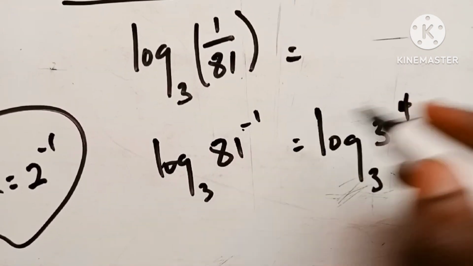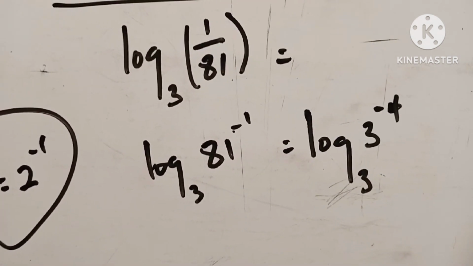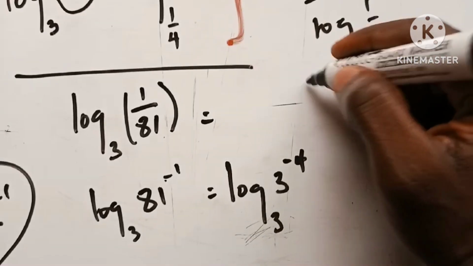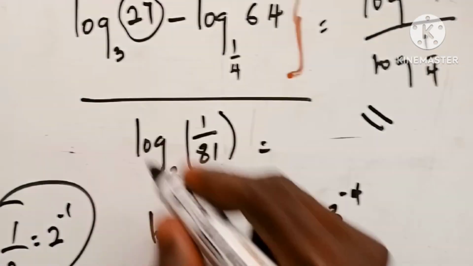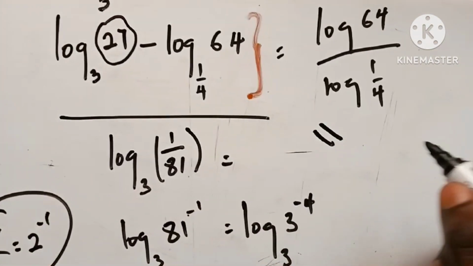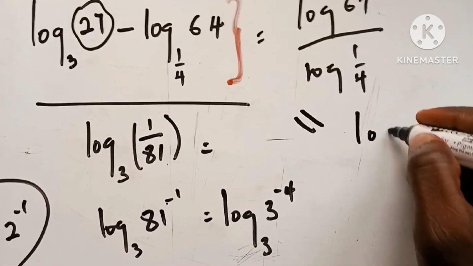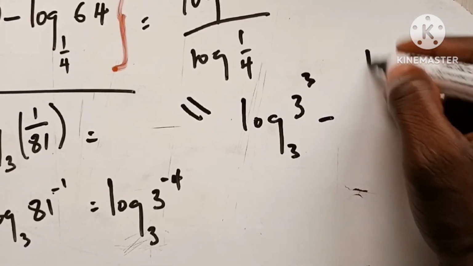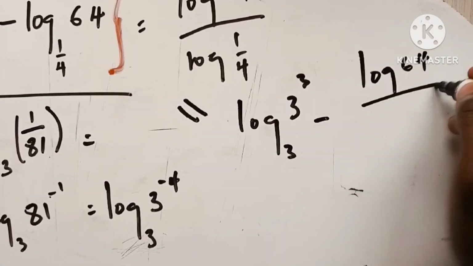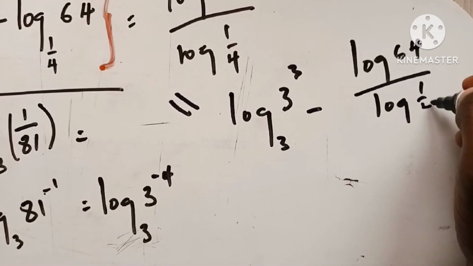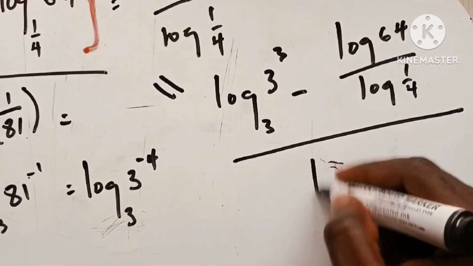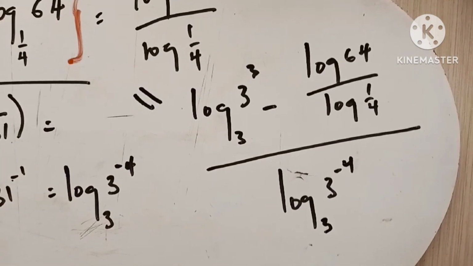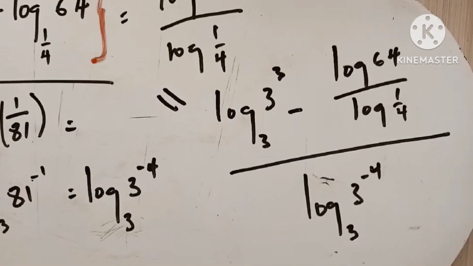Is that okay? Remember there's a negative here, so we just need to add a negative to that so that we are free to go. Now this is all that we are going to do. So all this tends to be log of 3 exponent 3 base 3 minus log of 64 on log of 1 on 4, everything divided by log of 3 exponent 4 and then base 3. Is that okay? So what are we going to do next here?